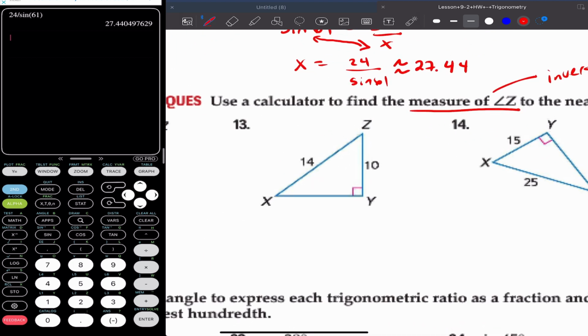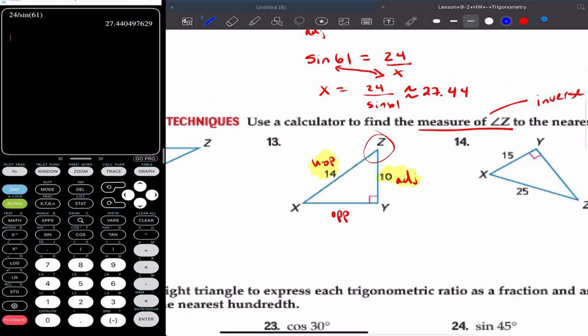So if I'm finding the measure of angle Z, Z will be my angle of reference. This is the opposite side, this is the hypotenuse, and this is my adjacent side. So the given values are 14 and 10. I'm going to use SOHCAHTOA. I have adjacent and I have hypotenuse, so I'm going to use CAH, which means I'm using cosine. So cosine of Z is equal to adjacent over hypotenuse, which is 10 over 14.